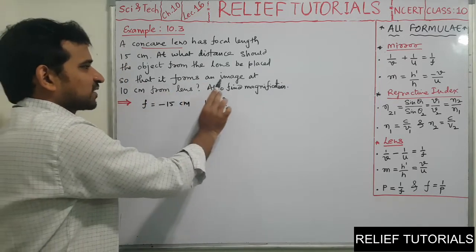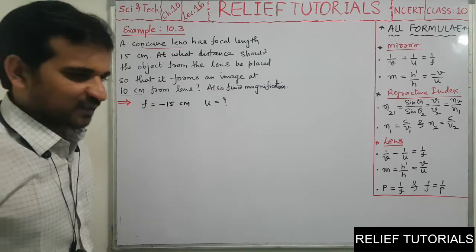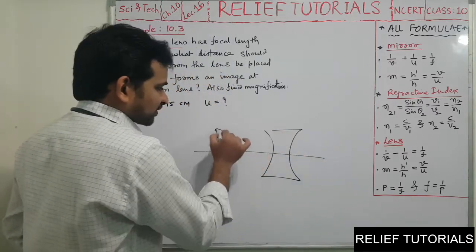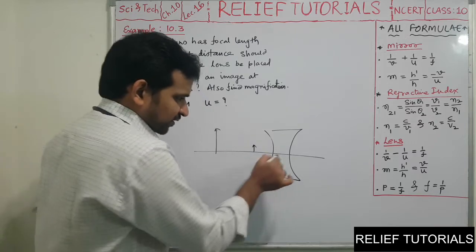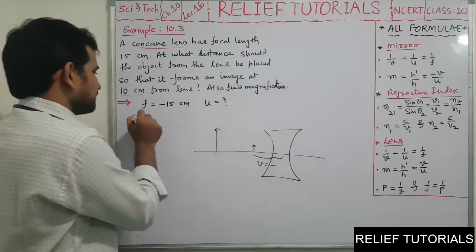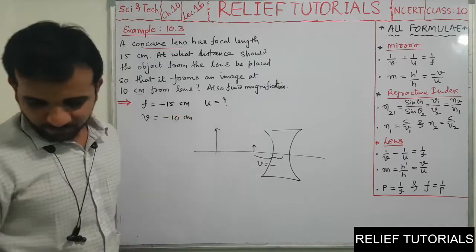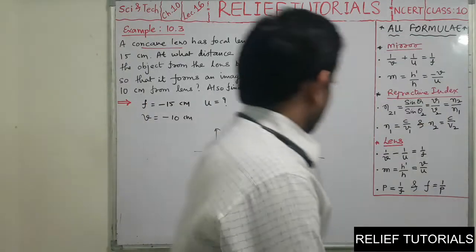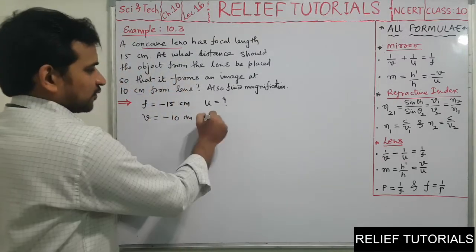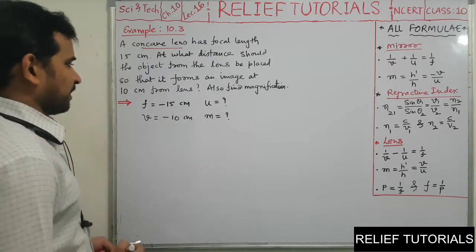So that it forms an image at 10 centimeter. The image distance is given as 10 centimeter, and if you remember, in the concave lens, image is always obtained on the same side of object. So that V will be negative. So V means image distance is minus 10 centimeter. U is our question. And lastly, one more question is also find magnification. So two questions are here, U and M.